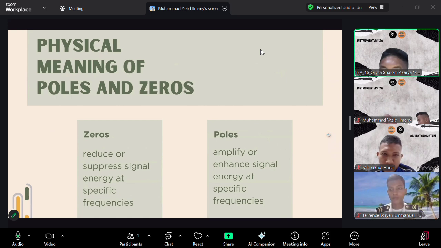Physical meaning of poles and zeros. Poles and zeros have clear physical interpretations. Poles enhance or amplify signal energy at certain frequencies, while zeros suppress or reduce it. Together, they shape the overall instrument response.